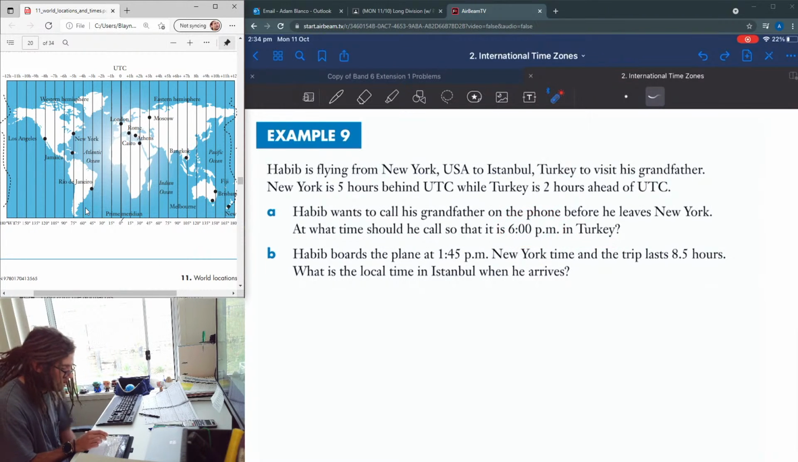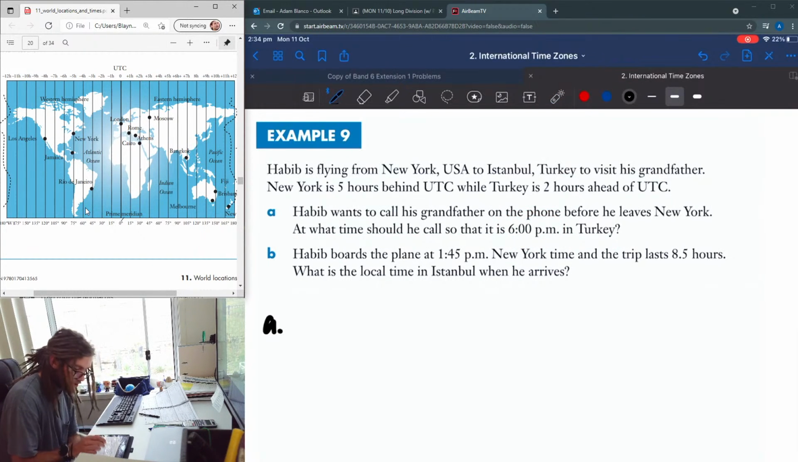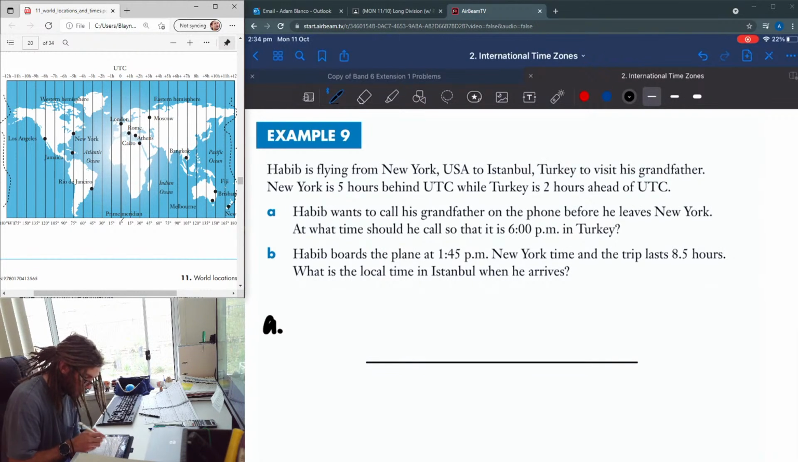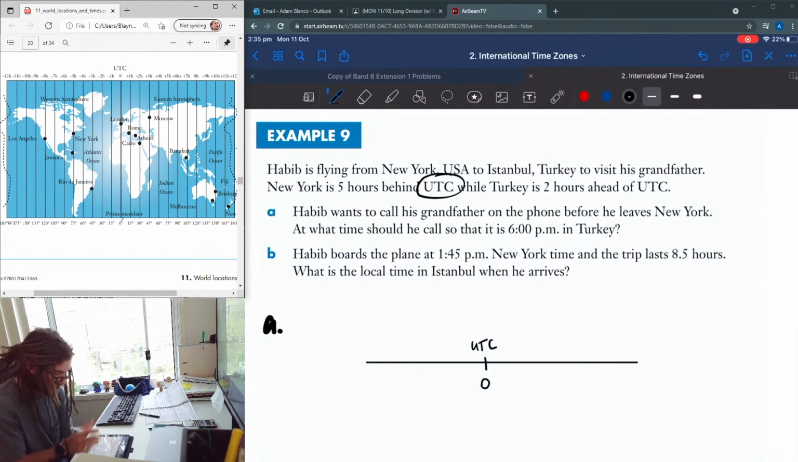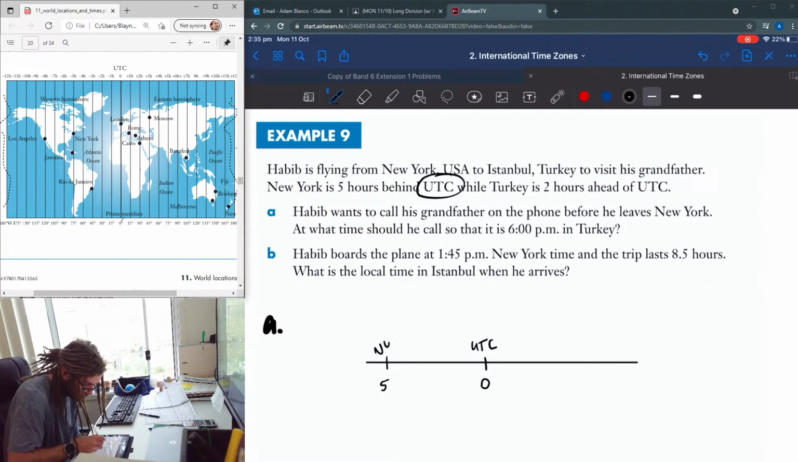in Turkey? So what I like to do first is just make myself a little map. Obviously this is a little convoluted because there's so many things going on. So I just make myself a simple little map, just by drawing a straight line. And then I say, okay, where's New York? Actually, we'll put the UTC in. So that's the UTC, and it's 0 hours ahead or behind itself. New York's 5 hours behind it. So let's put a 5 here for New York. That's -5. And then Turkey is 2 hours ahead. So that's Turkey.